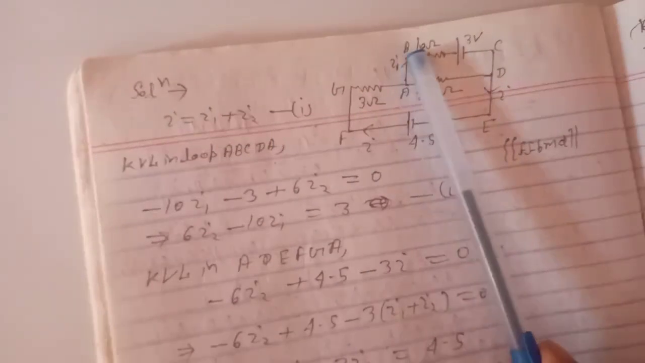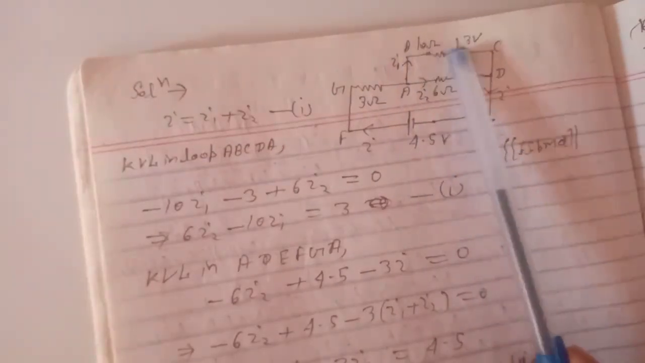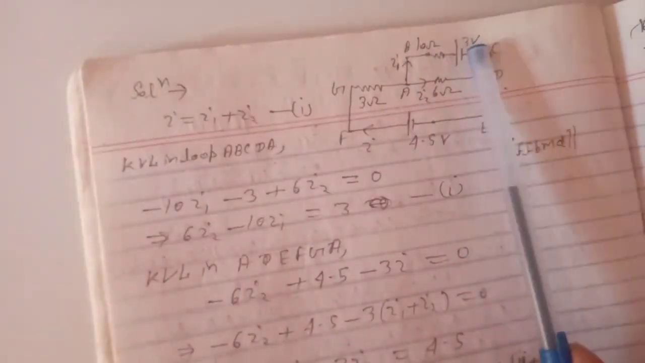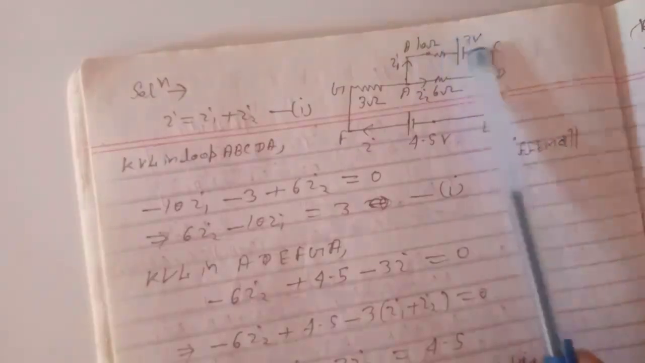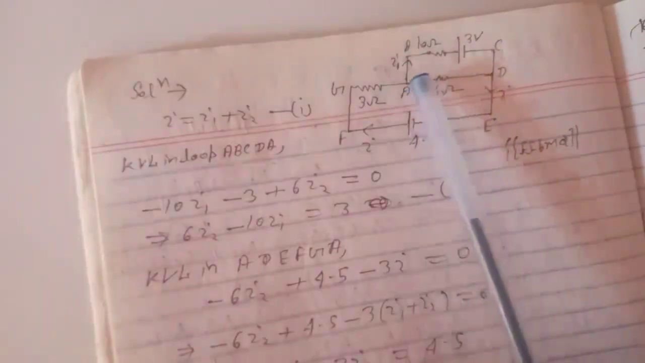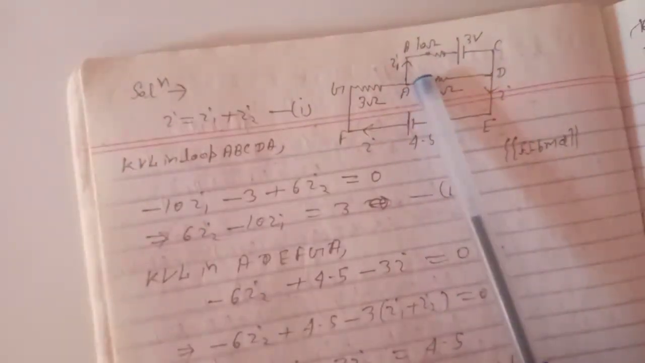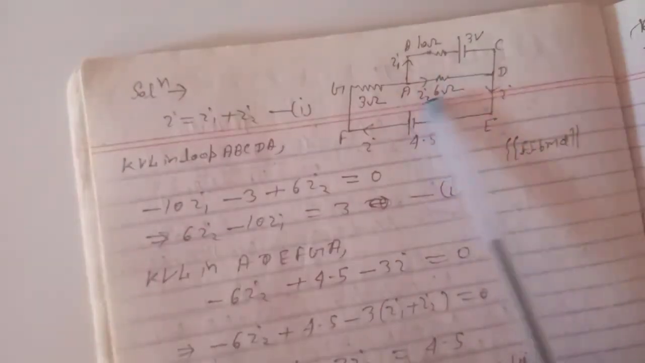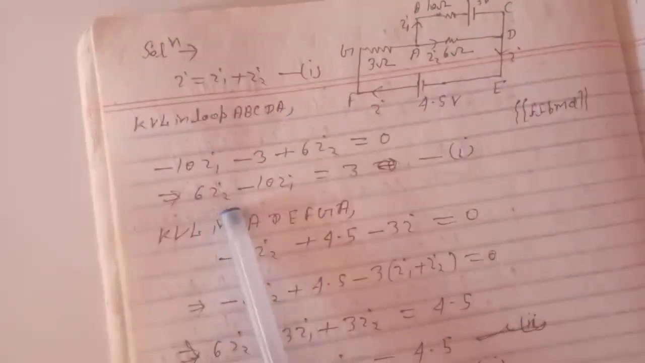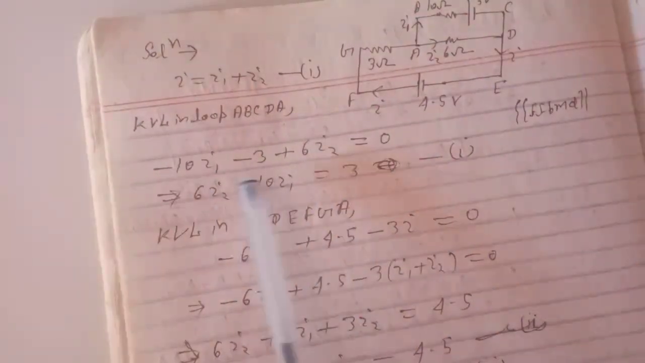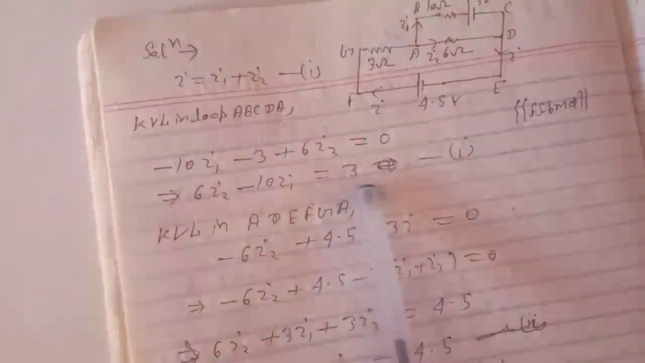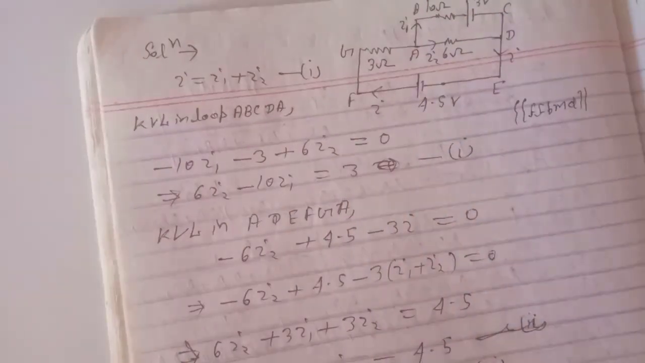So let us start from here. We are going in this direction, from higher to lower, so this will be negative: minus 10 I1, as the current I1 is flowing. Again, going from lower to higher, minus E, that is minus 3, plus, going from lower to higher, it will be positive, so 6 I2 equal to 0. This implies 6 I2 minus 10 I1 equals 0, and this is equation 1.